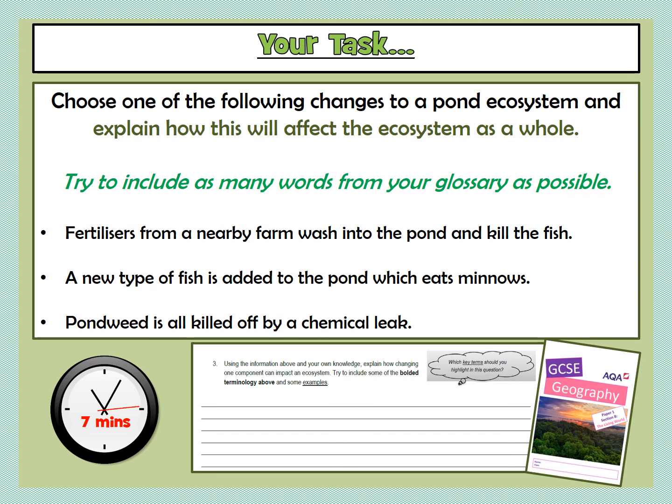So you need to write this at the bottom of page 10, please, where it says question 3. And the really important thing I'd like you to do is to try and include as many words from your glossary as possible. So explaining how the changes to the producers might happen, explaining how the amount of consumers of pondweed might decrease, etc. So it's all about including your key terms, because remember, that's what the examiners will be looking for when you write your answers to these questions.